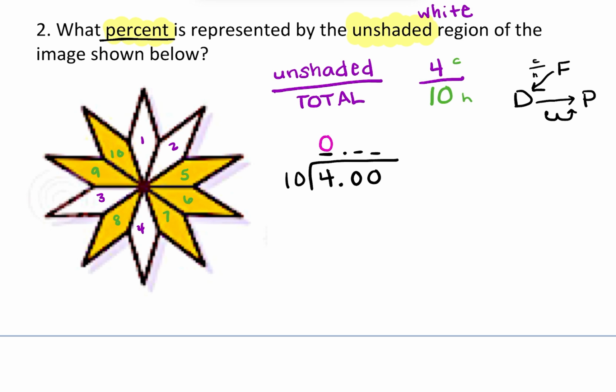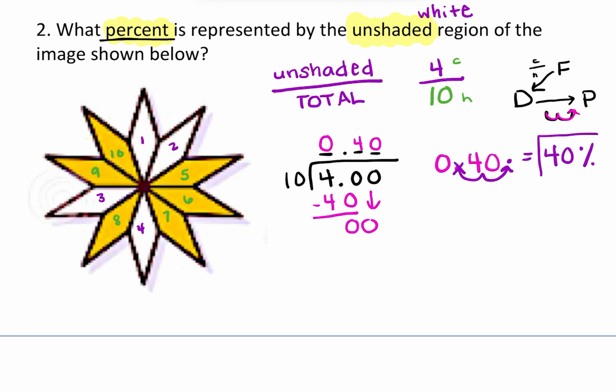10 does not go into 4. It goes into 40 4 times. That gives me my 40. Bring down. 10 does not go into 0. So there is my final decimal. So I have 0.40. And then we need to finish out and do those 2 hops. So 1, 2 brings my decimal to the back, which would be 40% for my final answer.